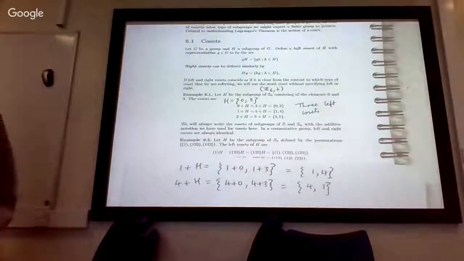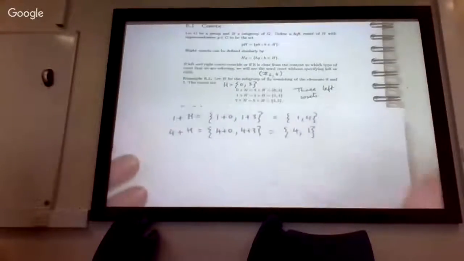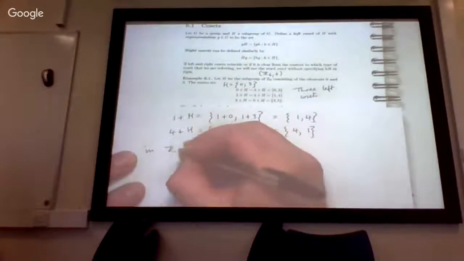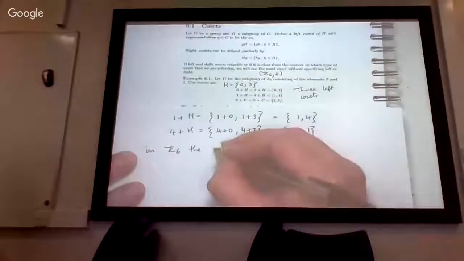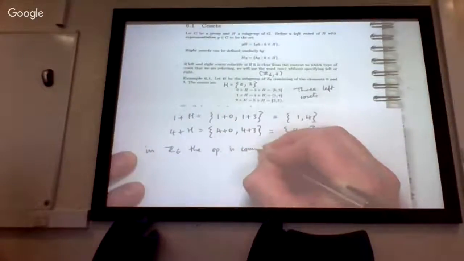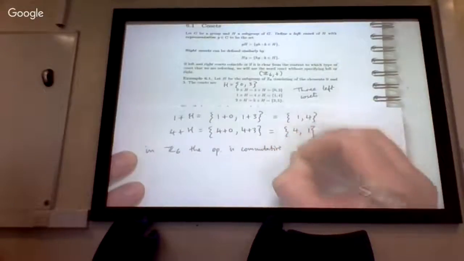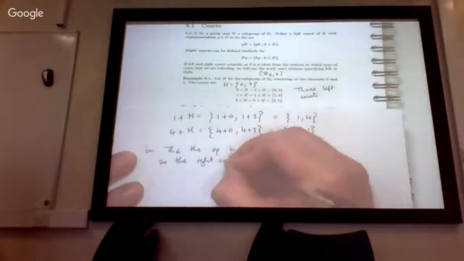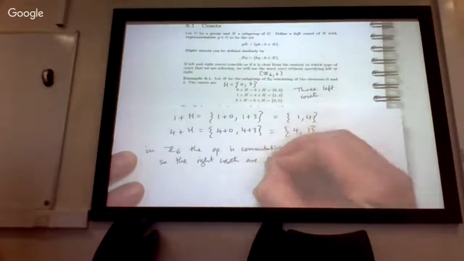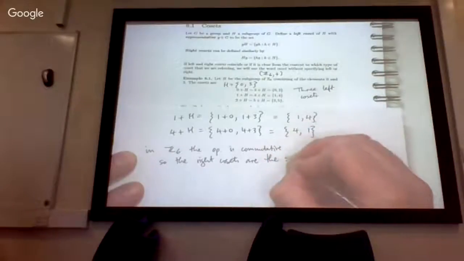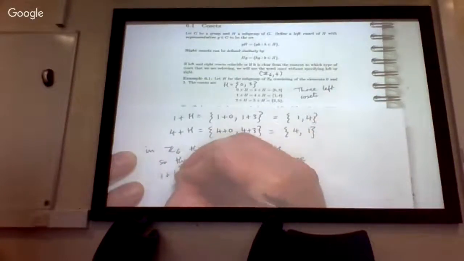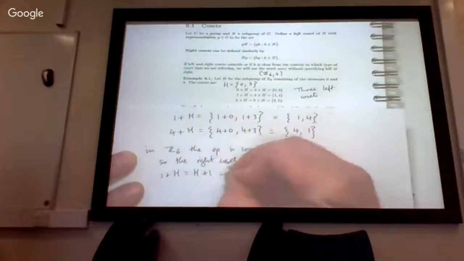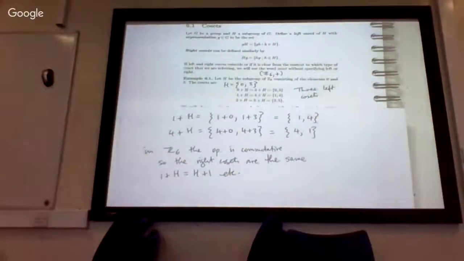Now, of course, in Z6 the operation is commutative. So the right cosets are exactly the same. So 1 plus H is always the same as H plus 1, etc. I hope you can appreciate that that's going to be the same in every commutative group. Okay?